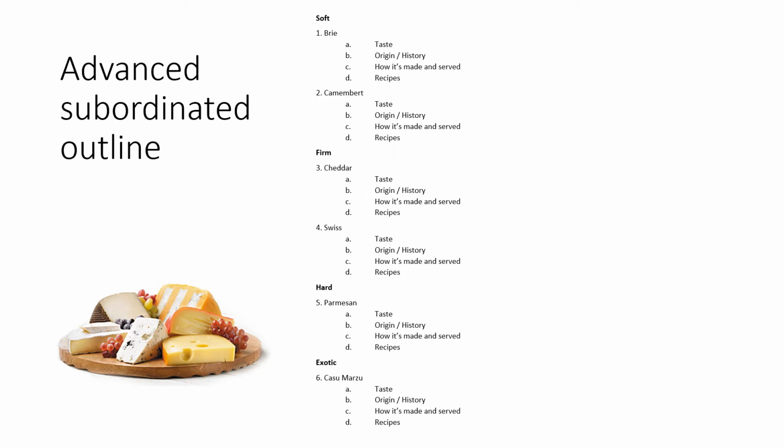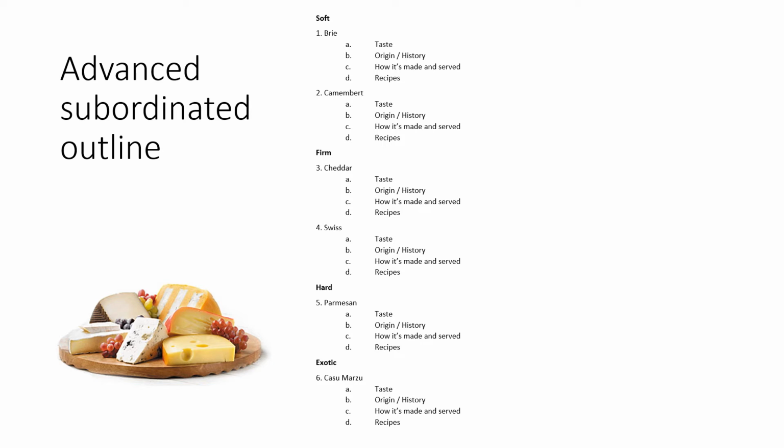Once I have this meta-structure established, I can continue to fill out the outline, including information about the points that will be made within each of these paragraphs. For example, for each of my 6 cheeses, I might consider including information about how it tastes, its origin and history, how it's made and served, and what kinds of recipes or wines it goes well with.